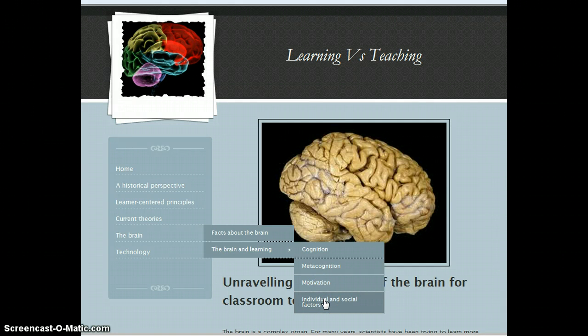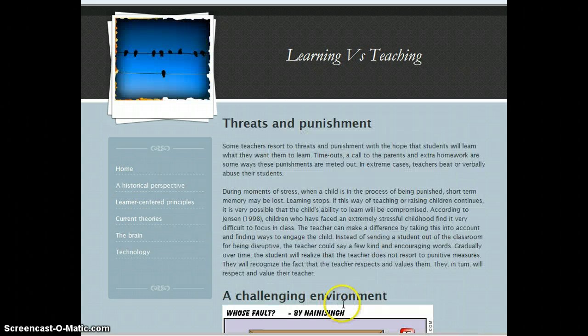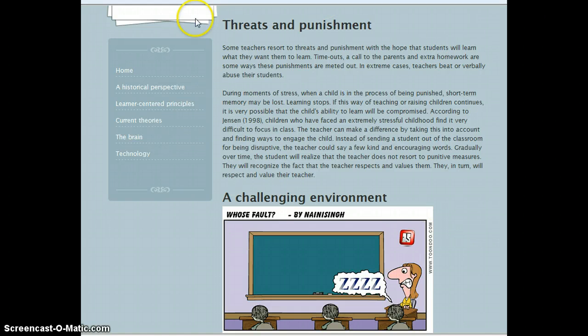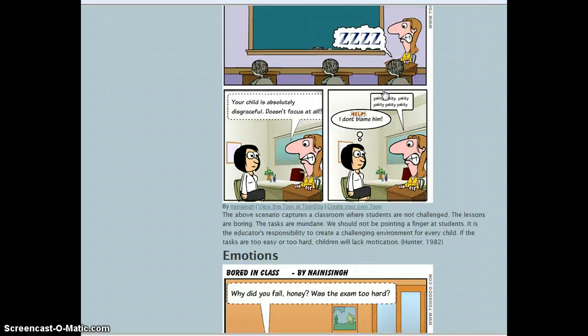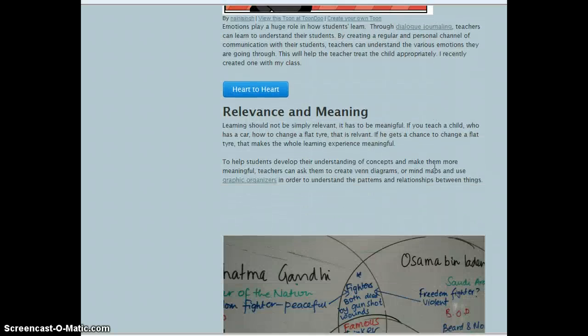And finally, I'll click on this tab, individual and social factors, where how teachers used to teach in the beginning through threats and punishments with the hope of teaching them good behavior and discouraging bad behavior. But it's actually the teacher's responsibility, along of course with the parents and the community at large, but the teacher needs to create engaging lessons in order to hook the child.